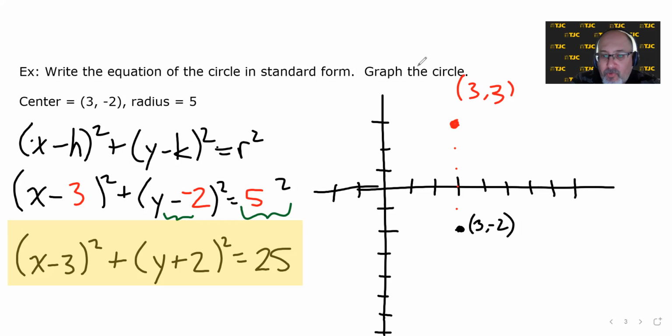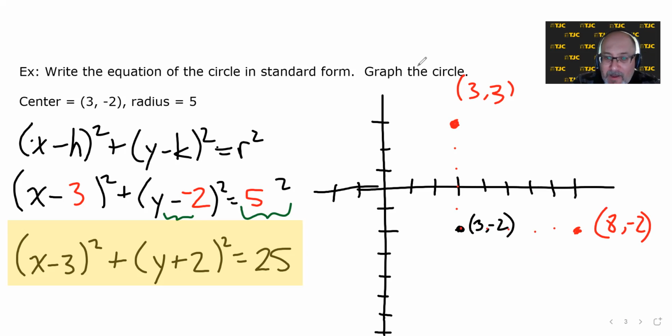If I go 5 to the right, it'll be 1, 2, 3, 4, 5. And it looks like that puts me at the point (8, -2). And I didn't count the 8. I just knew that I was over 3, and then I went 5 more to go over 8.